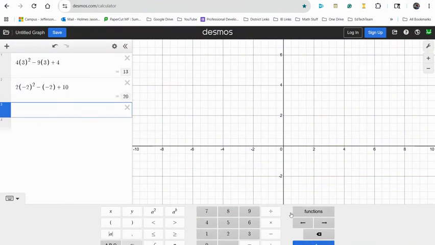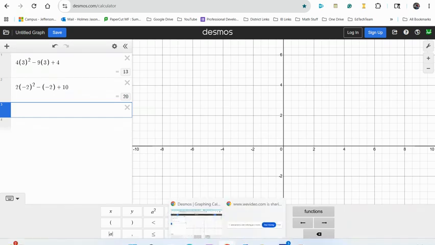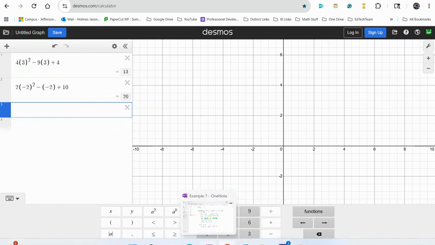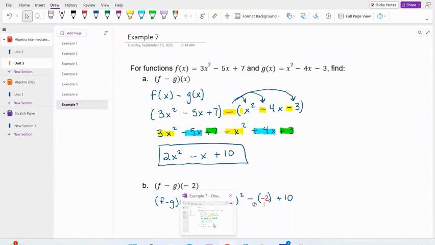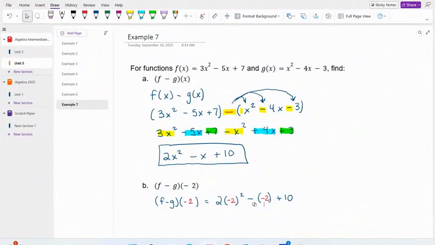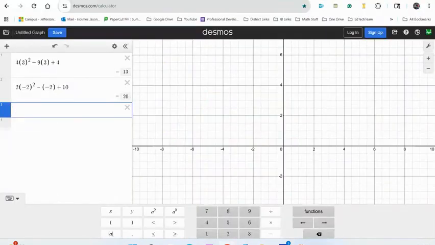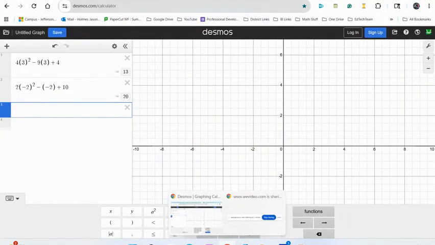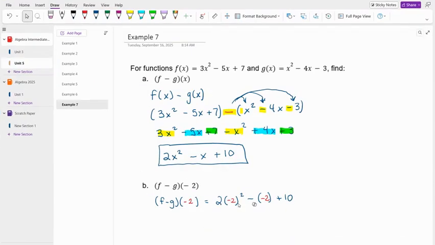And that gives us 20. Let's check that again really quick. Lots of 2's going on, so I just want to make sure that we have that down right. So 2 parenthesis negative 2 squared minus parenthesis negative 2. Yep, good. So we end up with 20.